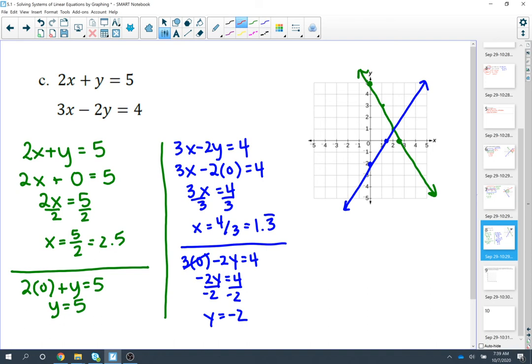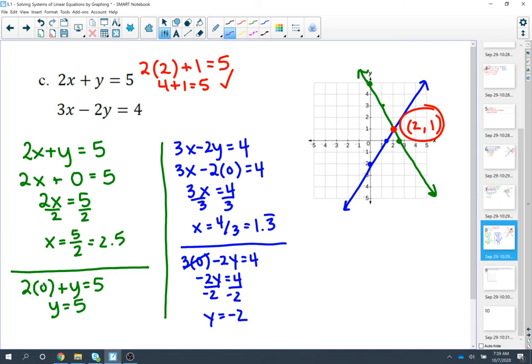And I'm guessing that these intersect about right there. So I'm guessing at about 2, 1. Okay, let's check our answer and see how we did. X is 2, y is 1. So 2 times 2 plus 1 equals 5. That's 4 plus 1 equals 5, which is true. So it works on the first one.